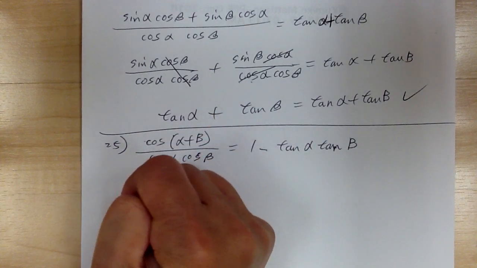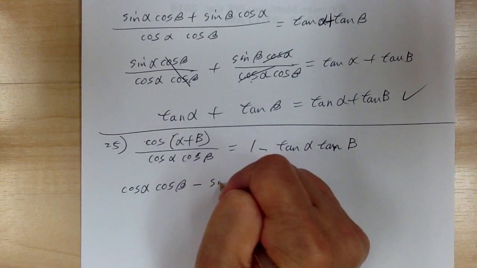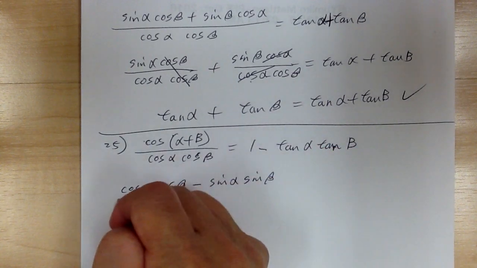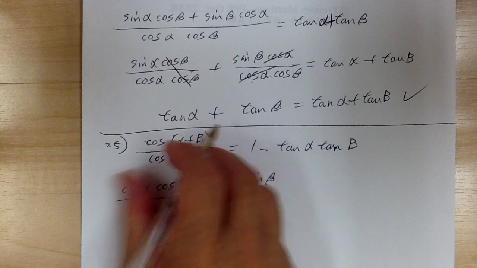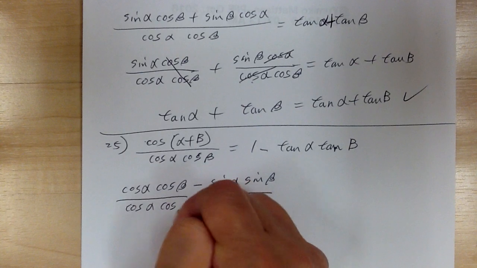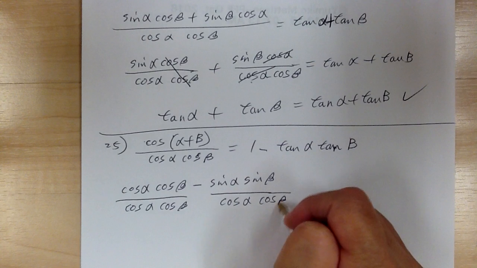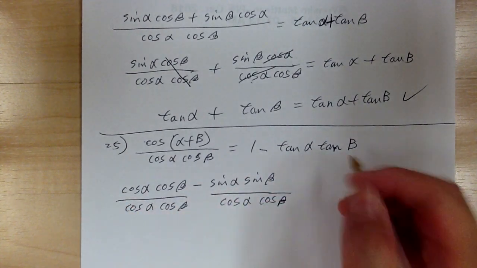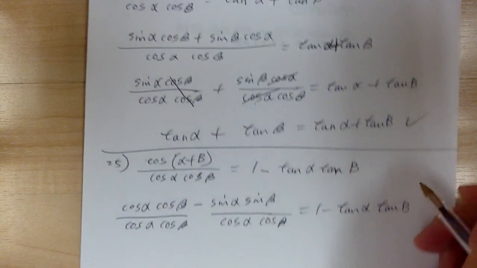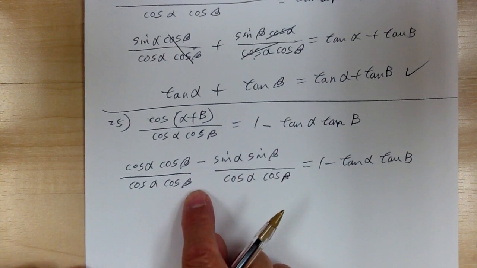So you're going to get cosine alpha cosine beta minus sine alpha sine beta over, now I'm going to separate the two already. So I'm going to get cosine alpha cosine beta over cosine alpha cosine beta, and so on, so I'm undoing the common denominator. So what I did is I go straight from here to here, right? That's what I'm doing. Again, now you can go and cancel things out.